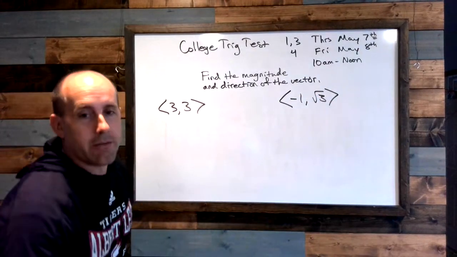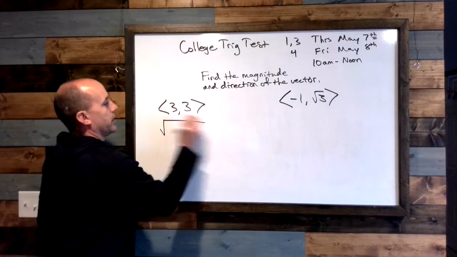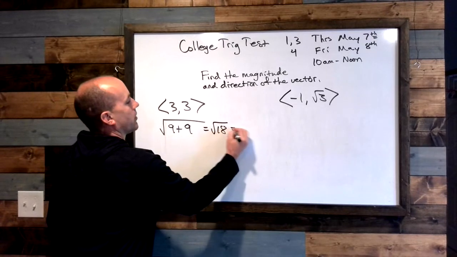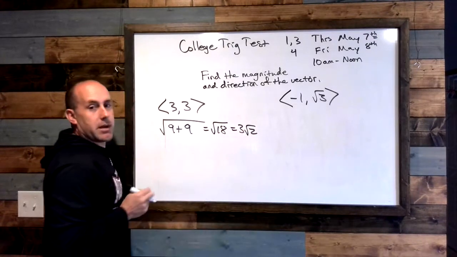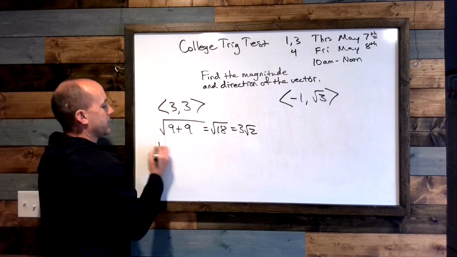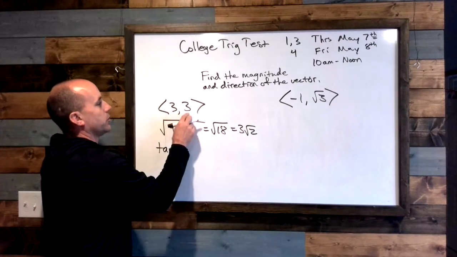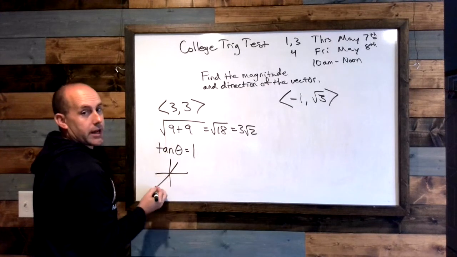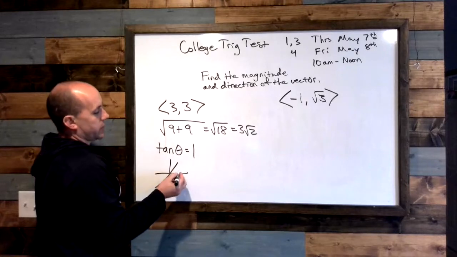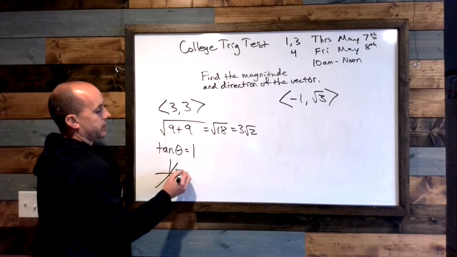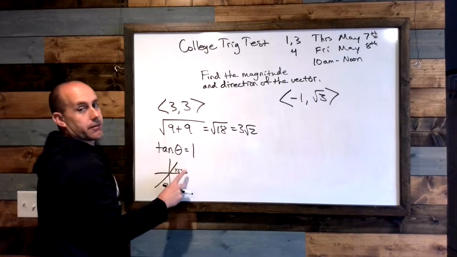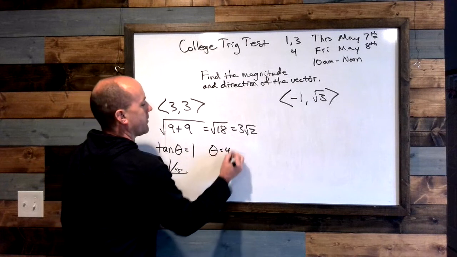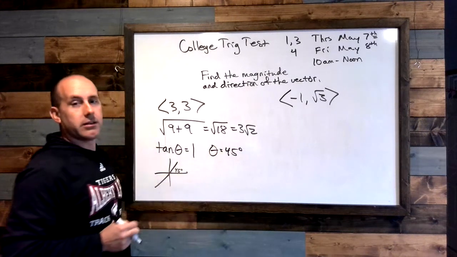The magnitude of a vector is going to be the square root of 3 squared plus 3 squared, equals the square root of 18, otherwise known as 3 roots of 2. That's the magnitude of the vector. The direction, we set up tangent of theta is equal to b over a, or 1. Tangent's positive in the first quadrant and in the third quadrant. If you inverse 1 on your calculator, you get 45 degrees. If you plot this, it is the first quadrant, not the third quadrant. So therefore, theta is equal to 45 degrees. So you have your magnitude and your angle.